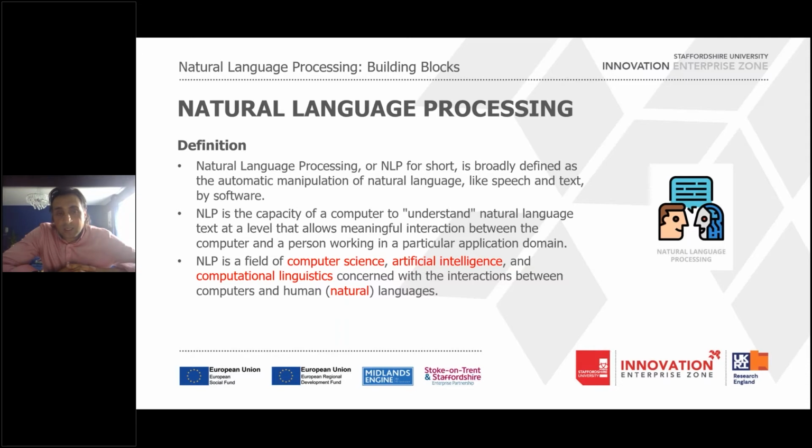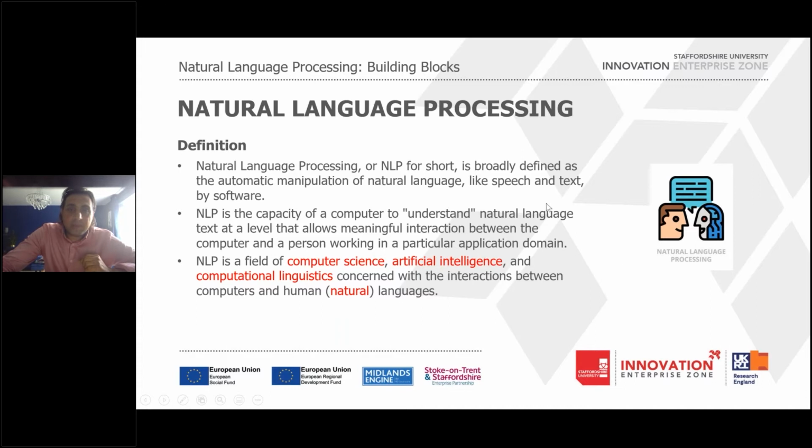And the field of natural language processing combines multiple fields together, including computer science, artificial intelligence, and computational linguistics. And this actually includes the interaction between computers and humans, using what we call natural languages.